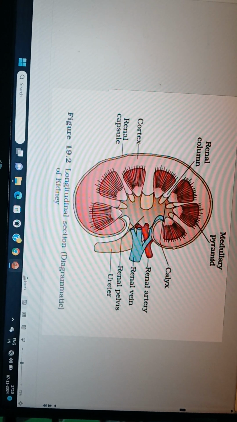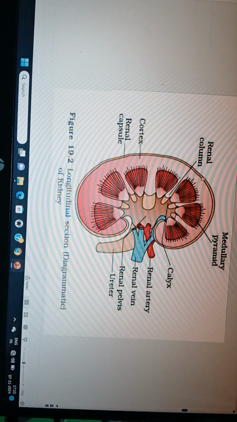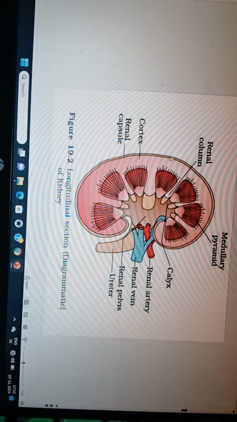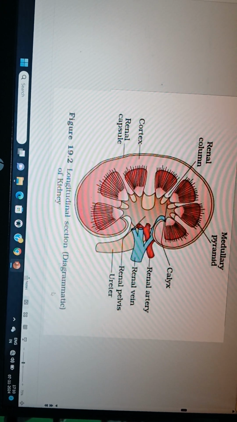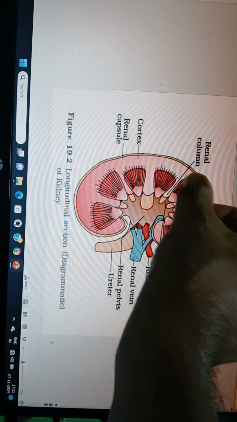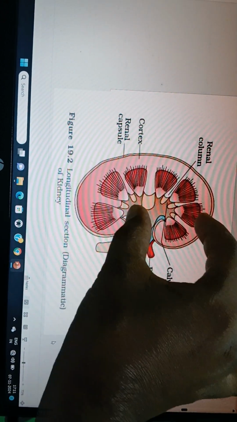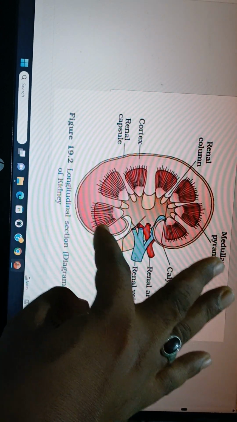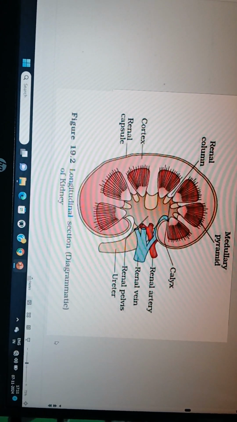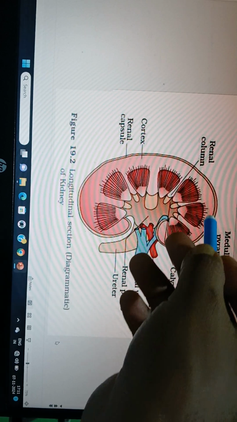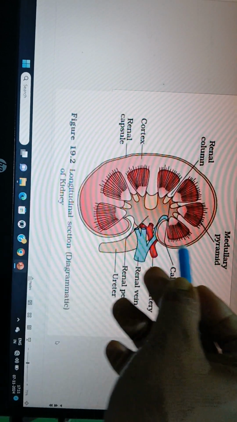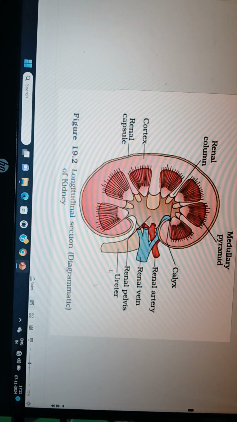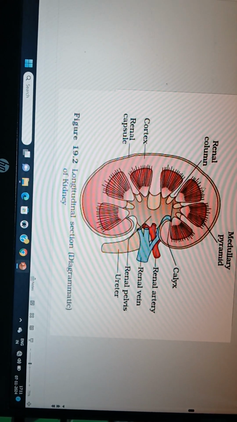Okay, next you look, students, this kidney has two regions. This outer region is known as the cortex region. This inner region is known as the medullary region. I just point out, you look at it, this region is known as the medullary region, and this outer region is known as the cortex region.